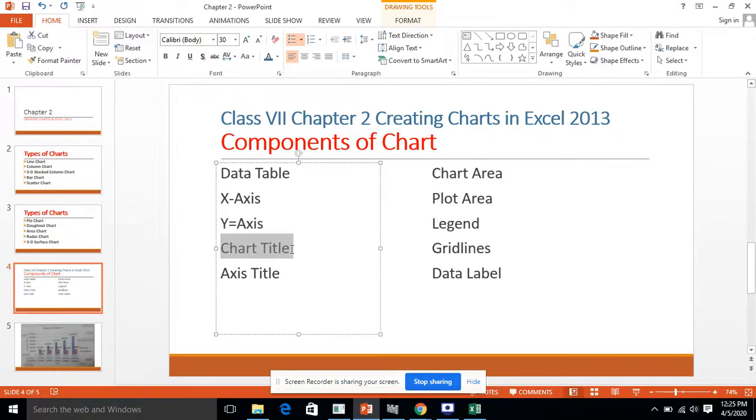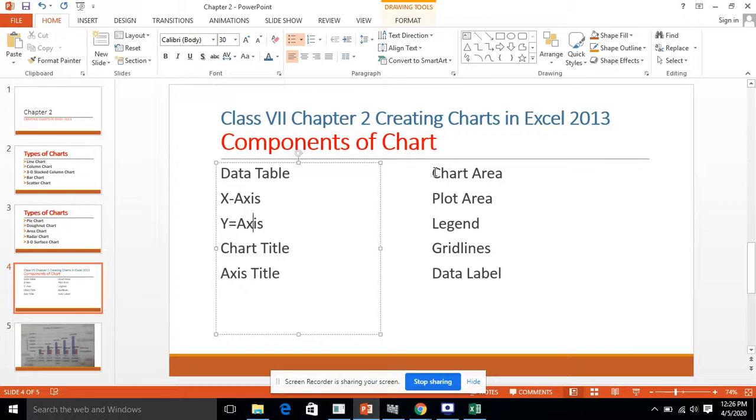In the coming figure, I am going to show you the x-axis and y-axis. Chart title is basically the heading of the chart. It may be the name of the company. It may be any heading that you give to that particular chart according to your requirement. Axis title is basically the name given to the x-axis or y-axis. This is called axis title. Chart area is basically that particular area where you are going to draw the chart.